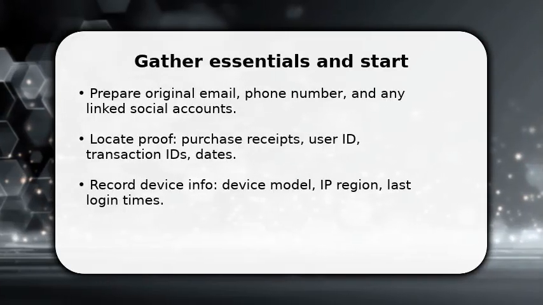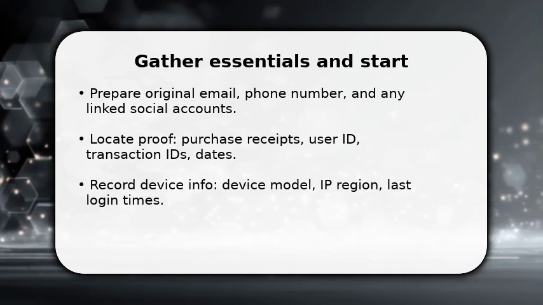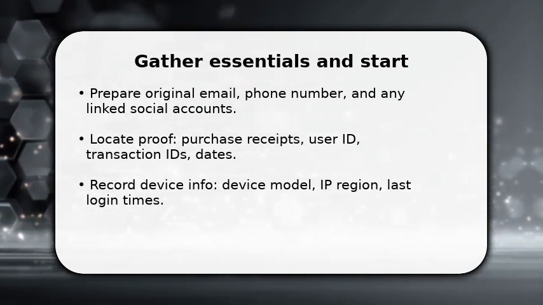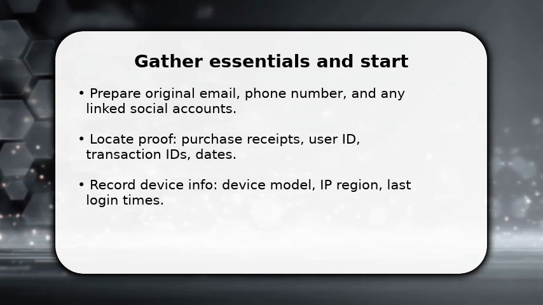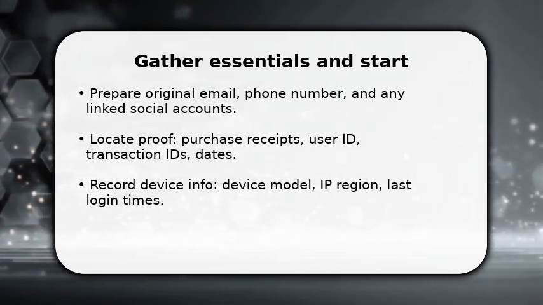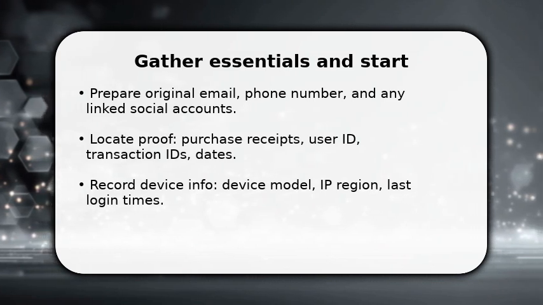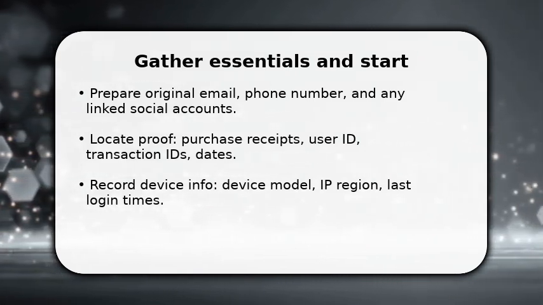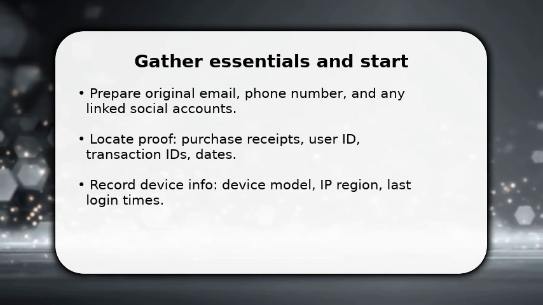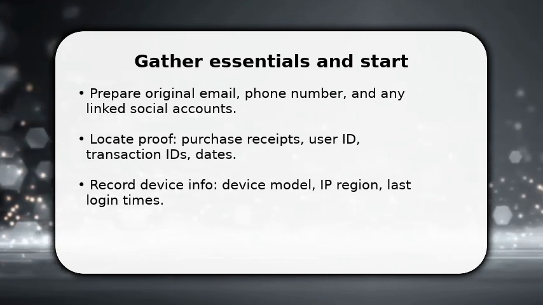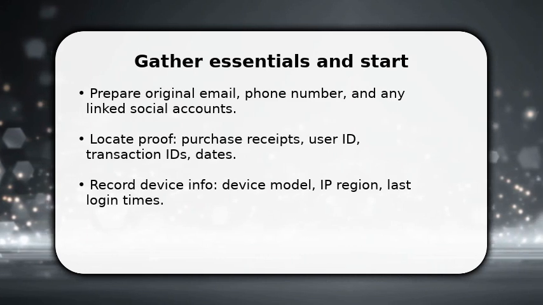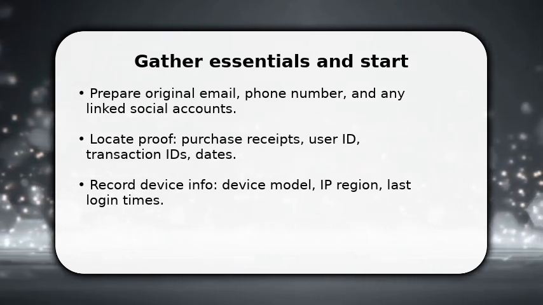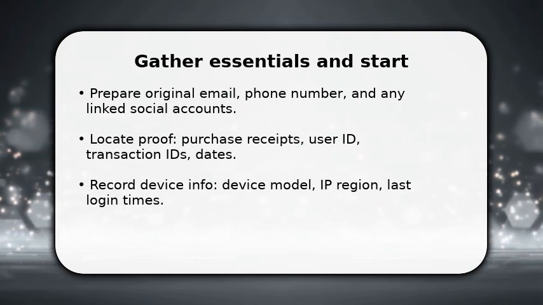You begin by collecting the essentials and acting now. Have the original email or phone, any linked social accounts, and the in-game user ID ready. Once done, gather proof like purchase receipts, transaction ID, and approximate dates of activity to validate ownership. Make sure you note device model, typical IP region, and last login timestamps to strengthen your claim. Don't delay. Starting with this evidence reduces back and forth and speeds the recovery process.